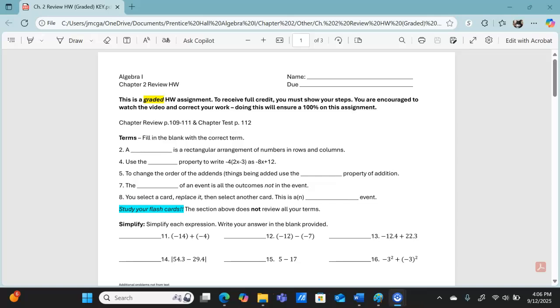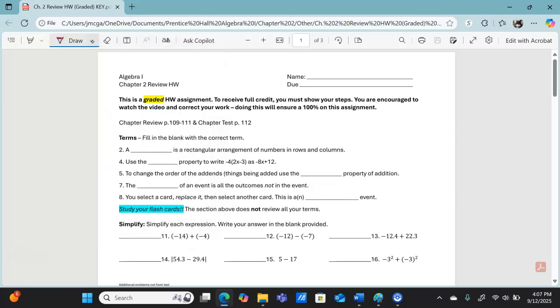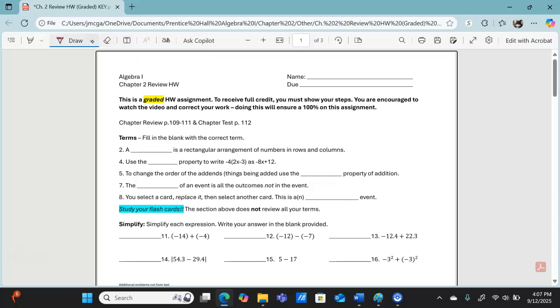This is the chapter review sheet. Some of this we would have covered in class, so fast forward if you need to, or rewatch if you need to do that. The terms, fill in the blank. I skipped quite a few of these just because they weren't terms that I dealt with. But do make sure you study your flashcards, as not all of the terms were covered in this brief review here.